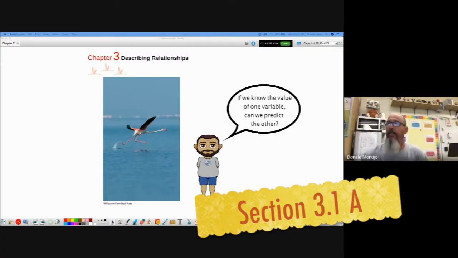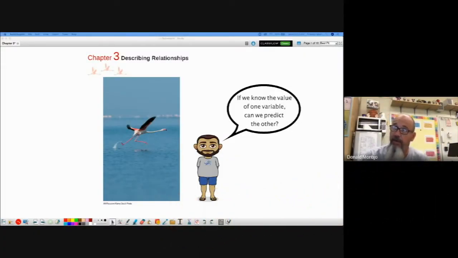All right, today we're going to look at chapter 3 titled Describing Relationships. Really, what we're going to be thinking about is: is there a relationship between two quantitative variables? If we know the value of one variable, can it help us predict what the value of the second variable will be? So, knowing one will help us predict the other. There's a relationship between any two quantitative variables in the world. Doesn't matter what the two variables are, there's a relationship.